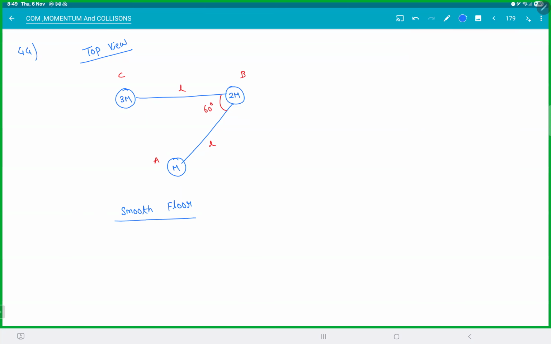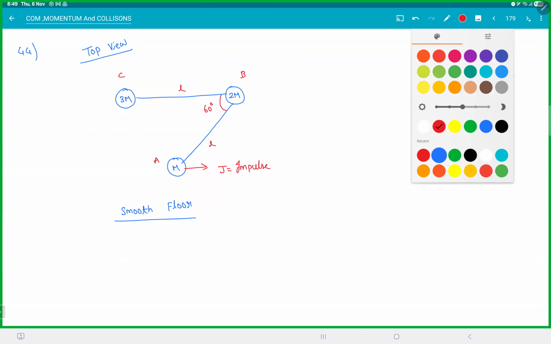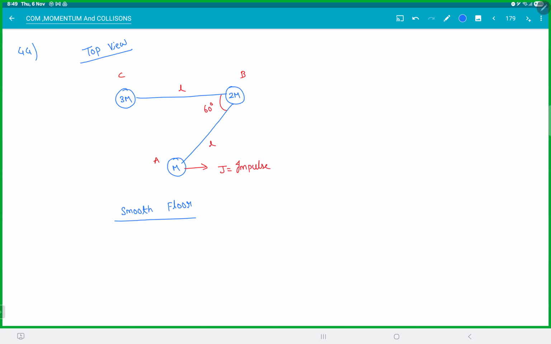Then what you did, you kicked this ball A with an impulse J. So what is impulse? You know, when you're playing caroms, when you hit the striker, that is an impulse. When you suddenly give a jerk or something, it's called an impulse. You suddenly hit it. So then what will happen when you hit this A? This will start moving.